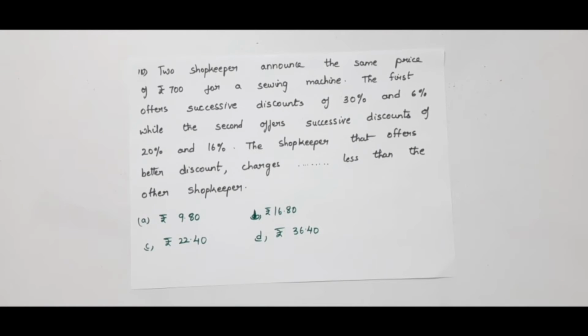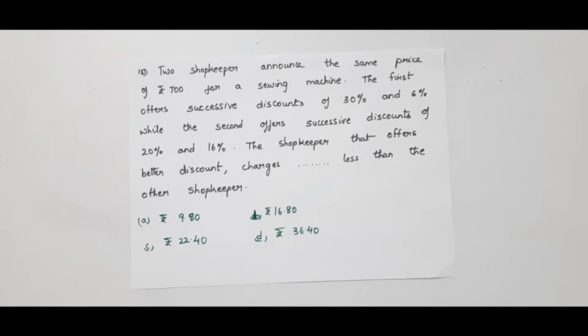Next problem, two shopkeepers announce the same price of rupees 700 for a sewing machine. The first offers successive discounts of 30% and 6%, while the second offers successive discounts of 20% and 16%. The shopkeeper that offers better discount charges dash less than the other shopkeeper. Options given as option A rupees 9.80, option B rupees 16.80, option C rupees 22.40, option D 36.40.